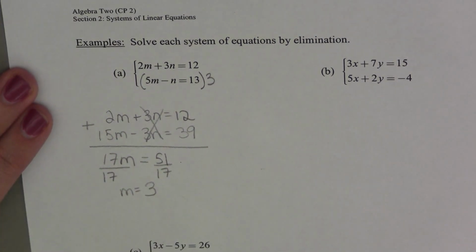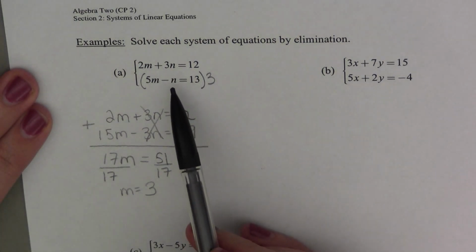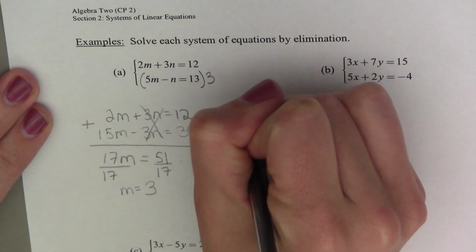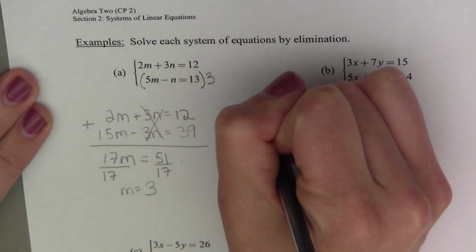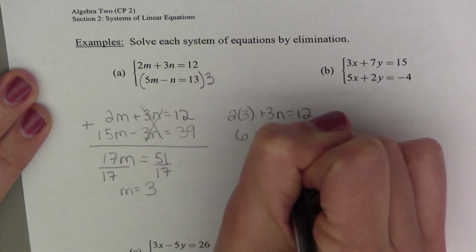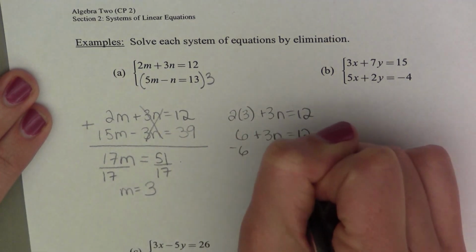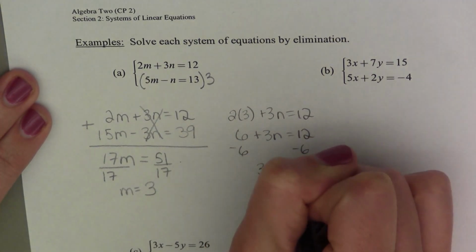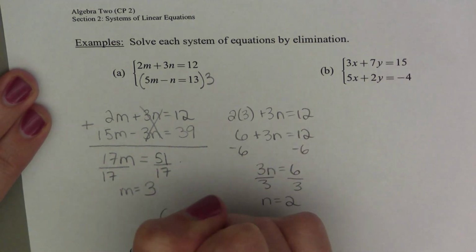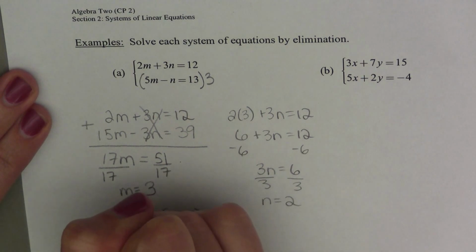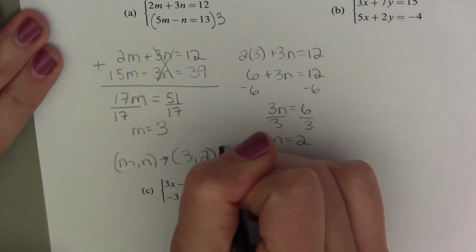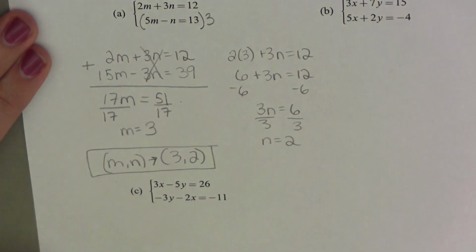Next, let's substitute that into either equation. I think looking at this, I'm going to go with the top equation to avoid negatives. So I'm going to say 2 times 3, replace that m with our 3, plus 3n equals 12. Multiply for 6. Let's subtract that 6, working to get n alone. 3n is 6. Divide by 3, n would be 2. So our answer is 3, 2. And because this was not our standard x, y, we do want to state m, n falls in the order 3, 2.